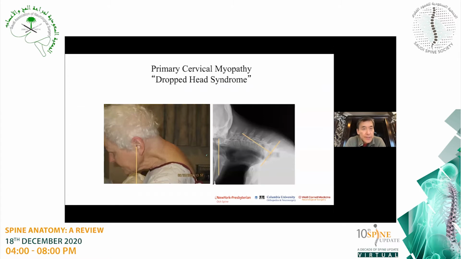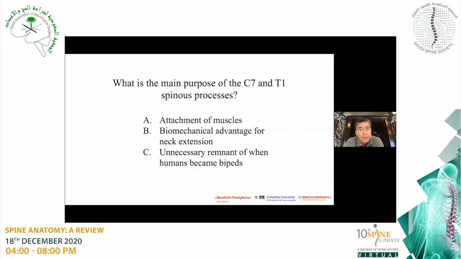And this is probably the muscle that is most involved when you have a primary cervical myopathy or a dropped head syndrome. If you take a look at the x-ray on the right, you'll see that it is lordotic at C2, 3, and 4. That's because the muscle is still tethering there. And as it gets stretched from C4 all the way down to the thoracic spine, the patient develops a markedly abnormal cervical thoracic alignment. And it's due to the fact that this muscle has become elongated or has gotten very weak.